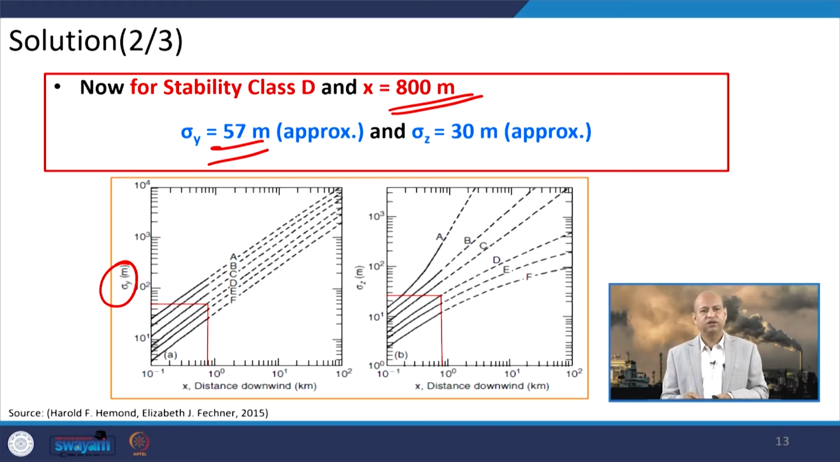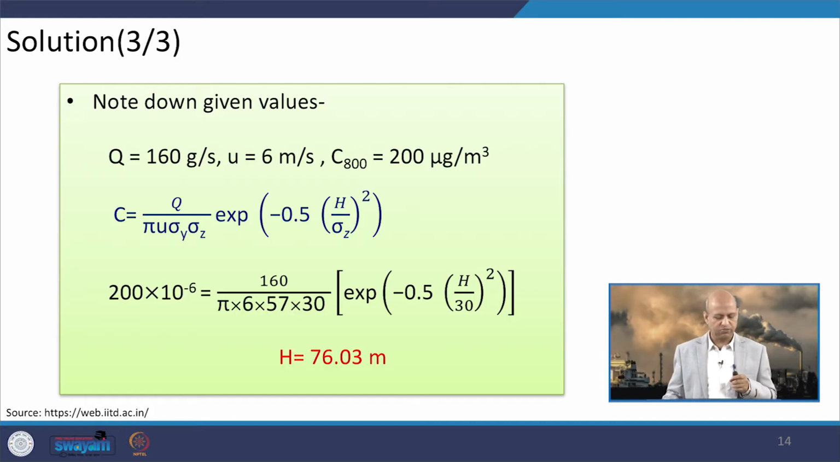Similarly, from the other curve we went to 800 meter on the x axis, and then we came to this particular point on the D curve, and we went to the left side to calculate the sigma z, which is around 30 meter, approximately. So, now we have sigma y and sigma z for the same equation of the point source dispersion model.